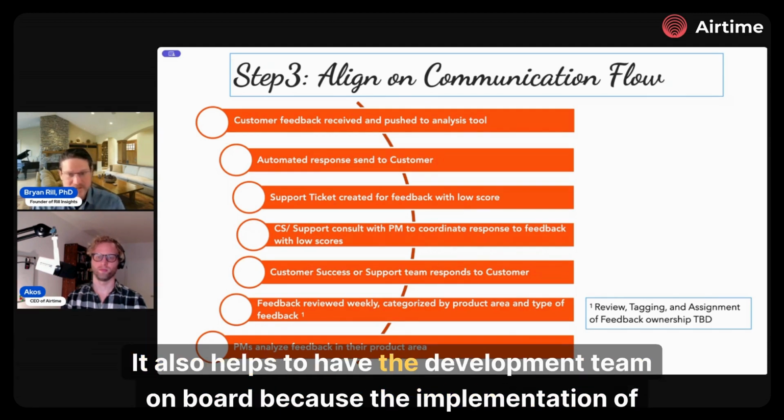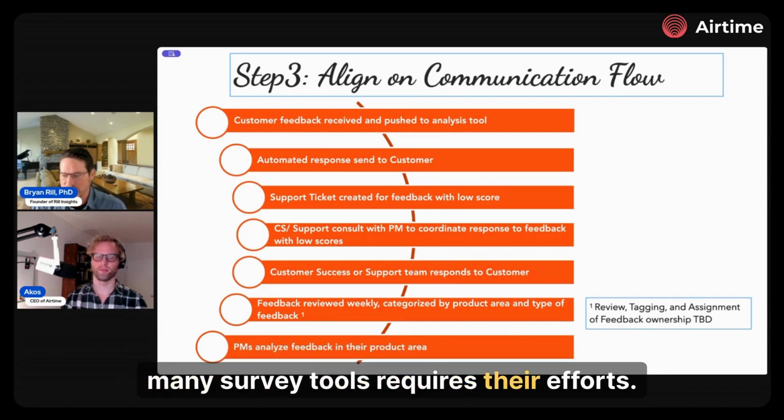It also helps to have the development team on board, because the implementation of many survey tools requires their efforts.